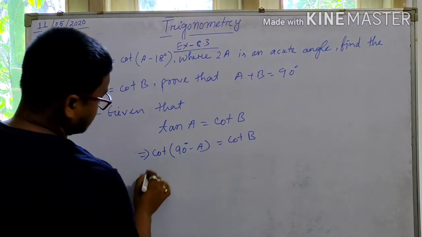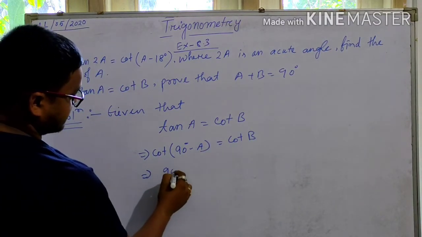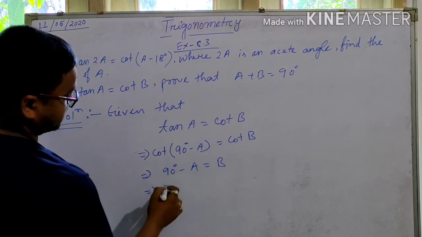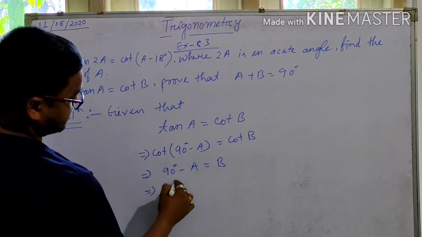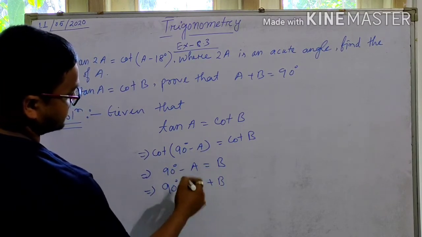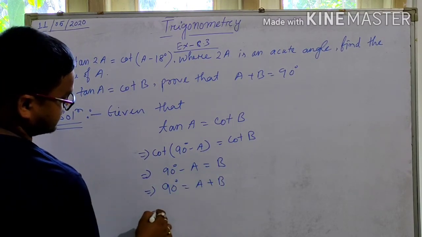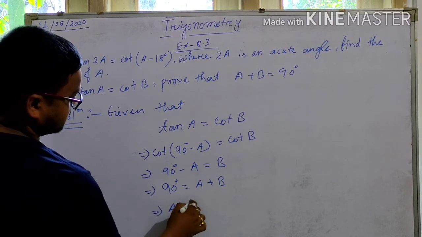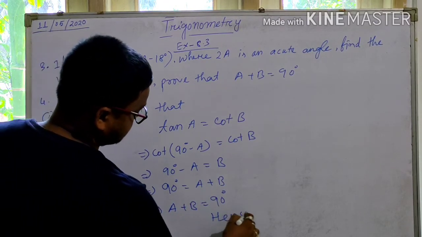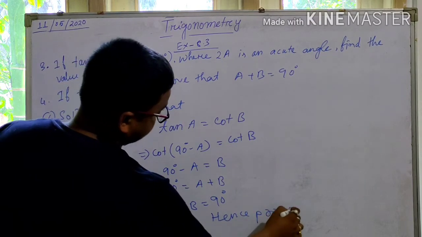Now you see cot same, so here you will get 90 minus A is equal to B, and finally 90 degree is equal to A plus B, because if you take A to the right hand side, that will be plus. So finally A plus B is equal to 90 degree. This is the proof. So hence proved. This is the given proof.